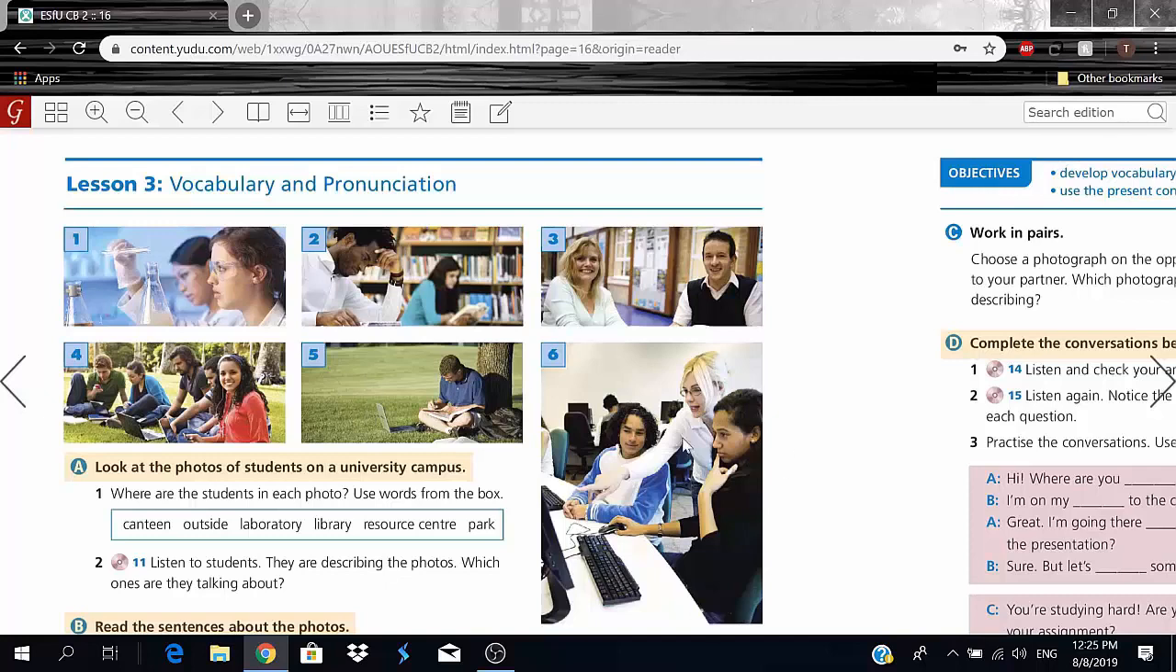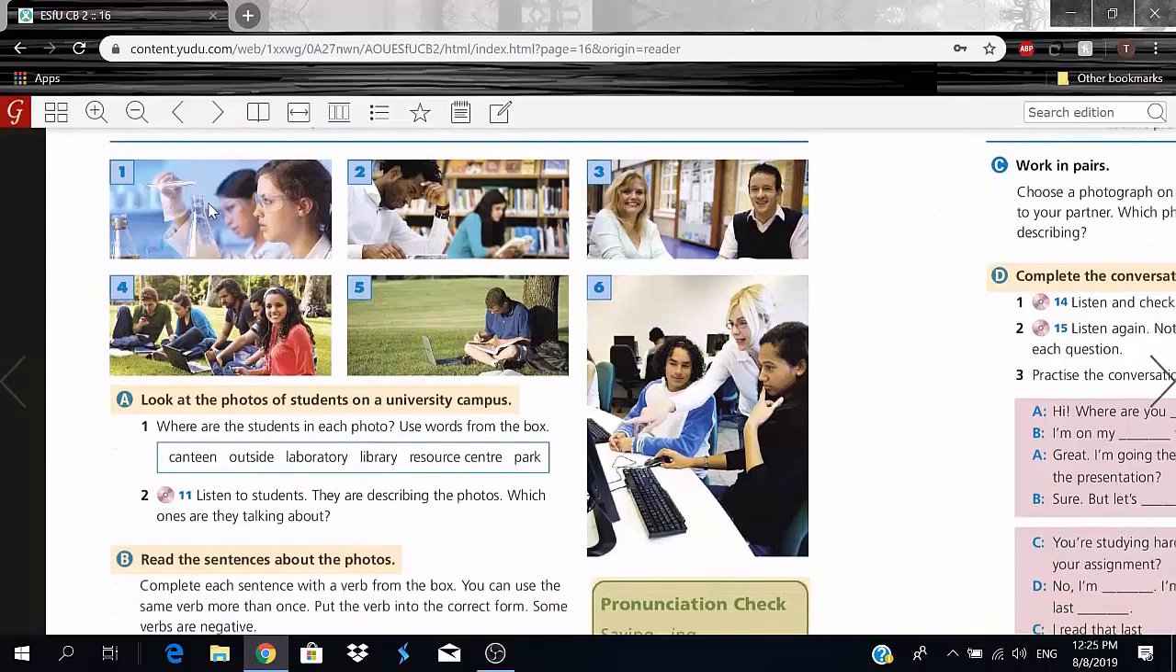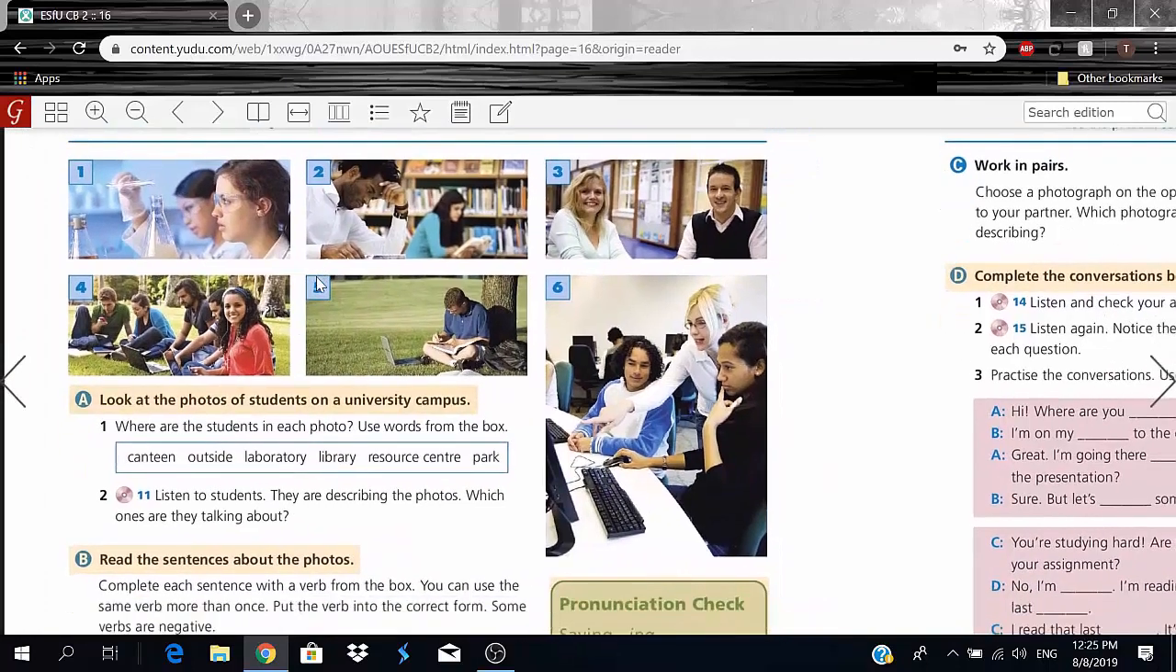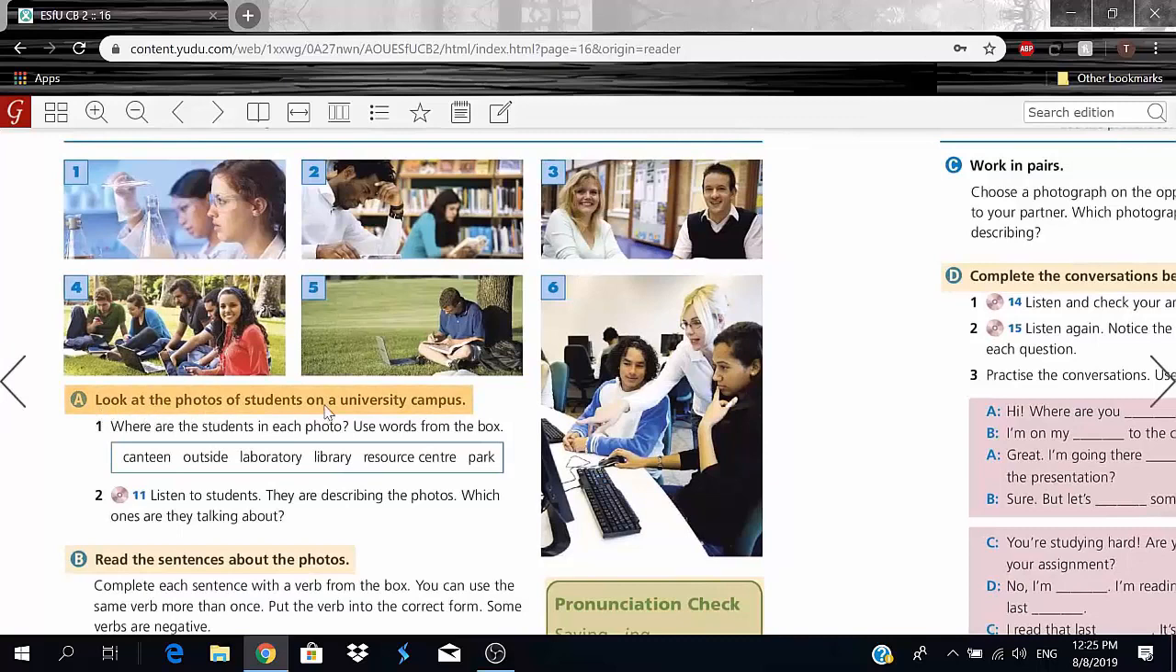And it looks like here we have 6 pictures of college students, basically in different places depending on their subjects and what they study. Okay, so number 1 here, or actually let me just hop into exercise A real quick. Look at the photos of students on a university campus. Okay, so they're on the university campus.